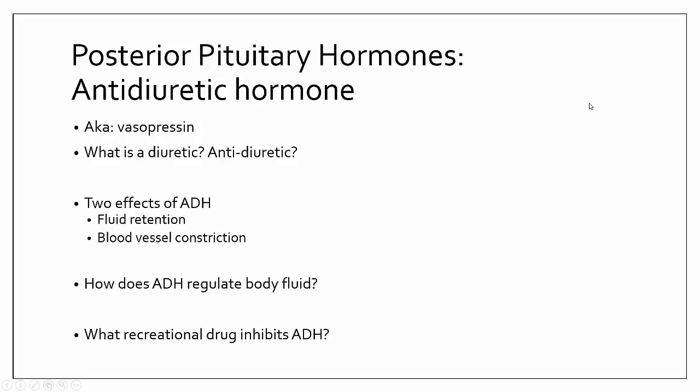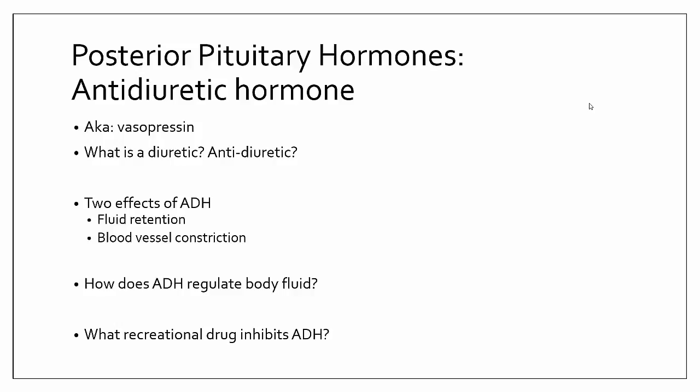So ADH is also called vasopressin. Vasopressin should say to you something about blood vessels and blood pressure, and indeed that is one of the effects, okay? But antidiuretic hormone. So what's a diuretic? A diuretic is something that causes you basically to lose water, to urinate a lot. Things that are diuretics cause frequent urination. Thus, an antidiuretic must do the opposite, and that's exactly right. It causes your body to retain fluid, to hold on to water.